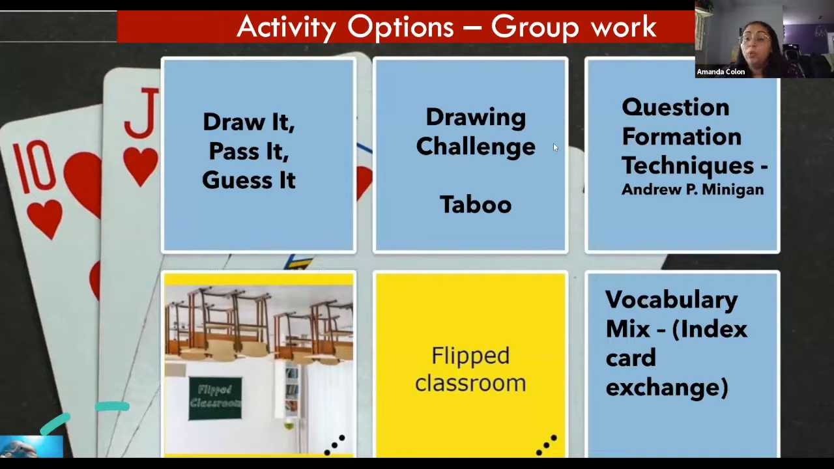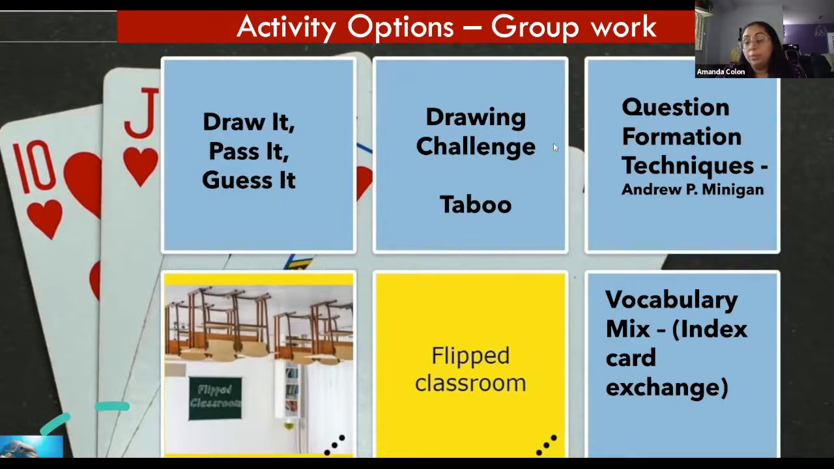Then we had a really great faculty seminar at Mercy College, where we were presented with a different type of approach: the question formation technique by Andrew P. Minigan. We put that on there so that if you wanted a little bit more information. More specifically, it's breaking the students into groups and having them make up their own questions about the content, so that those questions can become part of your exams, quizzes, or future assignments, or just something you can go over as another review during class time.